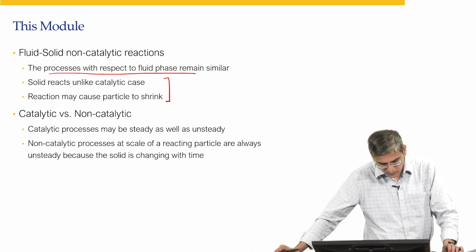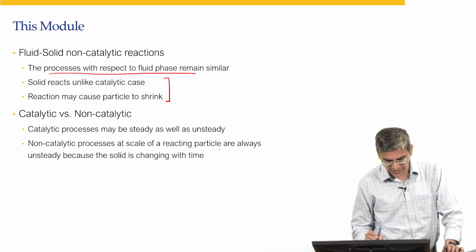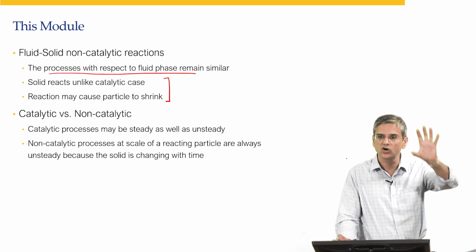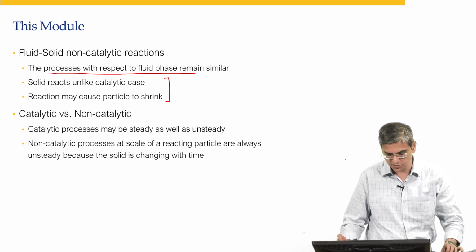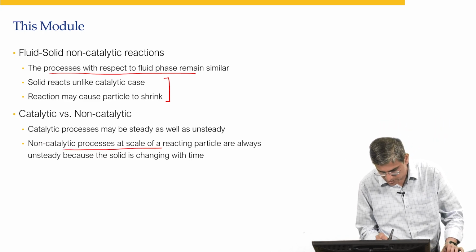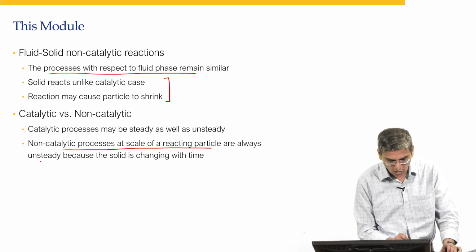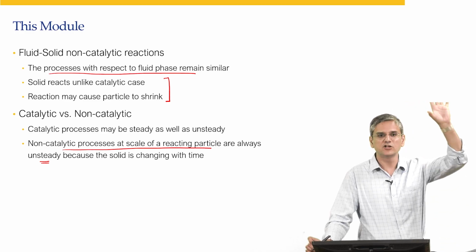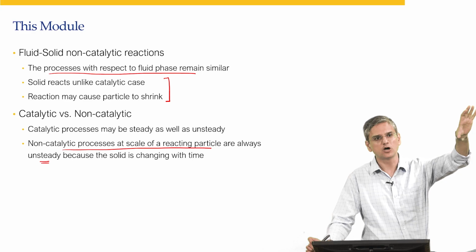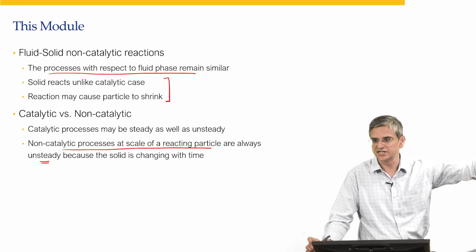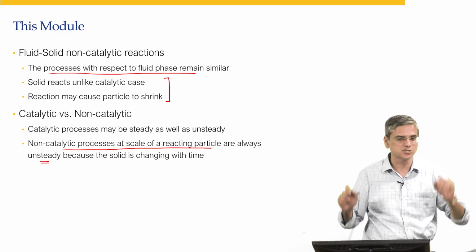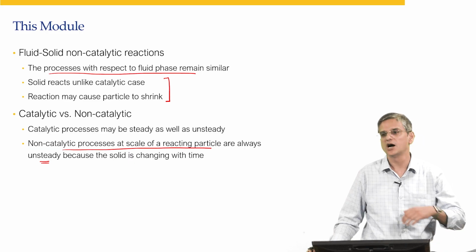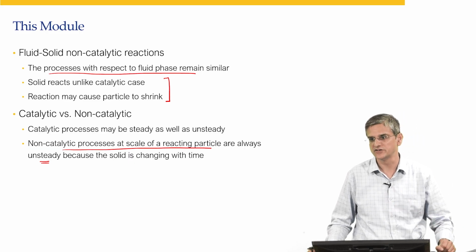The most important difference between catalytic and non-catalytic is that the solid particle is undergoing change. So non-catalytic processes at the scale of the reacting particle are always unsteady. For the processes at the level of gas, we take a snapshot and assume it to be steady. Is it steady? It is not, but we assume a pseudo steady state assumption. Why? Because gas phase processes are significantly faster than solid phase processes.